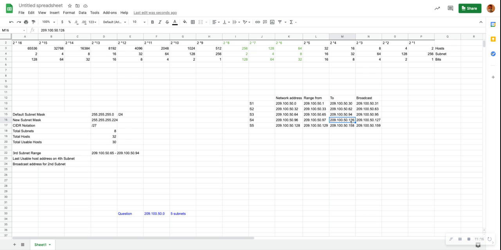A lot of people get confused here and they start adding the broadcast address as a usable host. The broadcast is not a usable host by a device. So if you're looking at subnets, you always need to subtract 2. If you've got your range of 32, so hosts available 32, then you always subtract 2, so it's 30, because one's reserved for the network and one's reserved for the broadcast. So our last usable host on the 4th subnet is .126. And then the broadcast address on the 2nd subnet is here, .63. So it's the last address before you hit the following subnet.